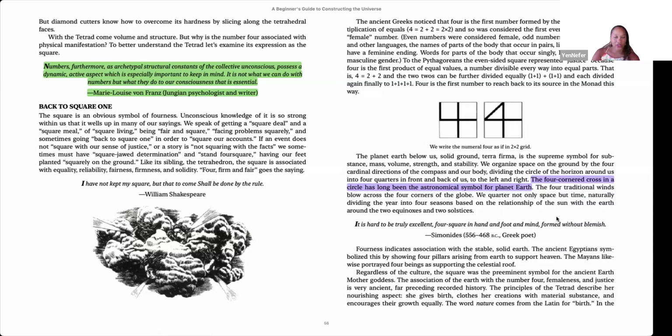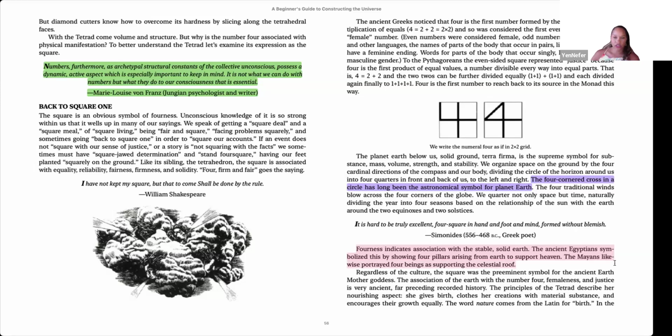The 4 traditional winds blow across the 4 corners of the globe. We quarter not only space but time, naturally dividing the year into 4 seasons based on the relationship of the sun with the earth around the 2 equinoxes and the 2 solstices. Fourness indicates association with the stable, solid earth. The ancient Egyptians symbolized this by showing 4 pillars arising from earth to support heaven. The Mayans likewise portrayed 4 beings as supporting the celestial roof.